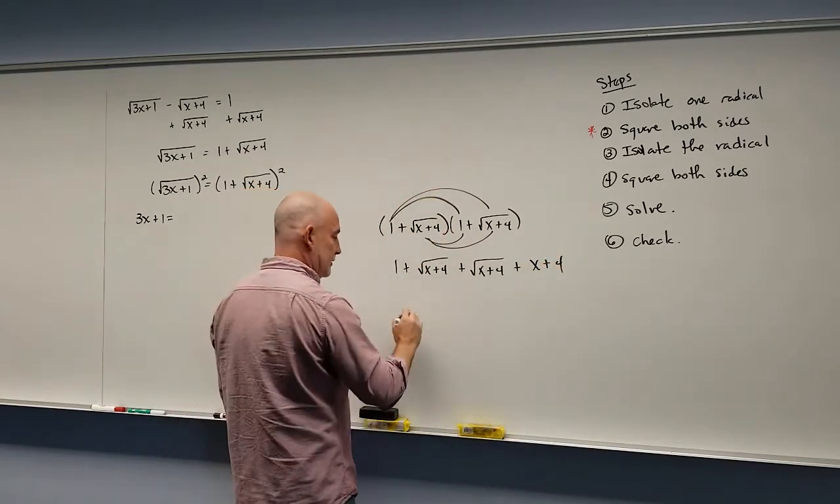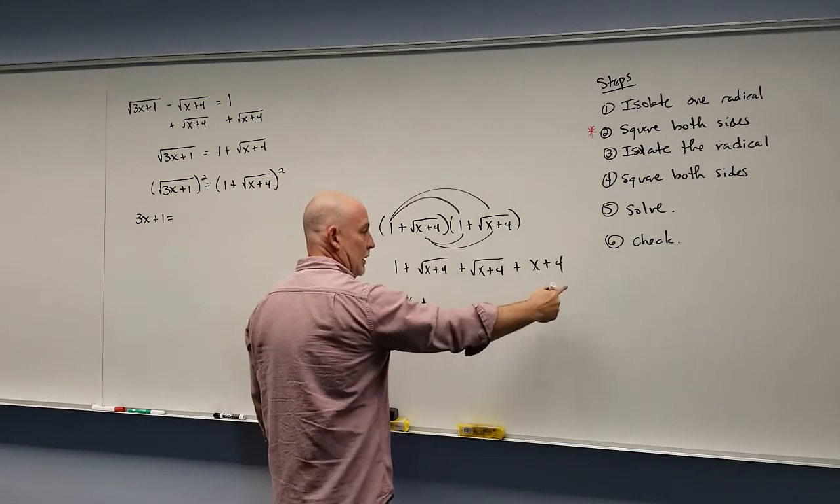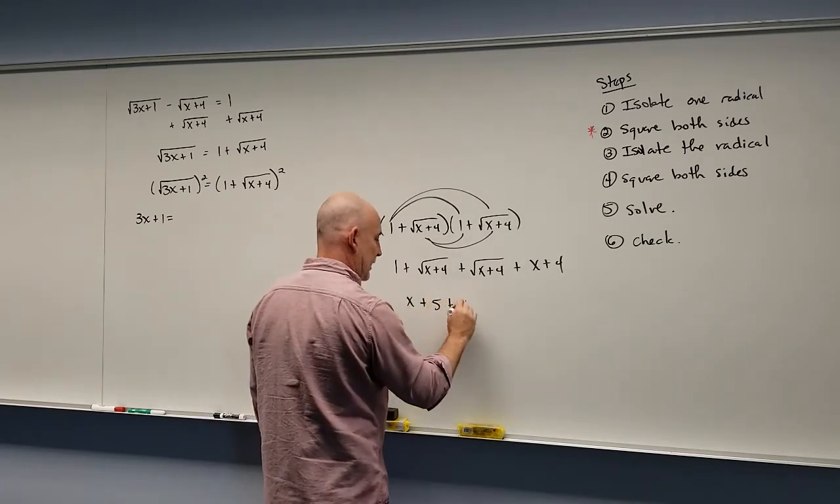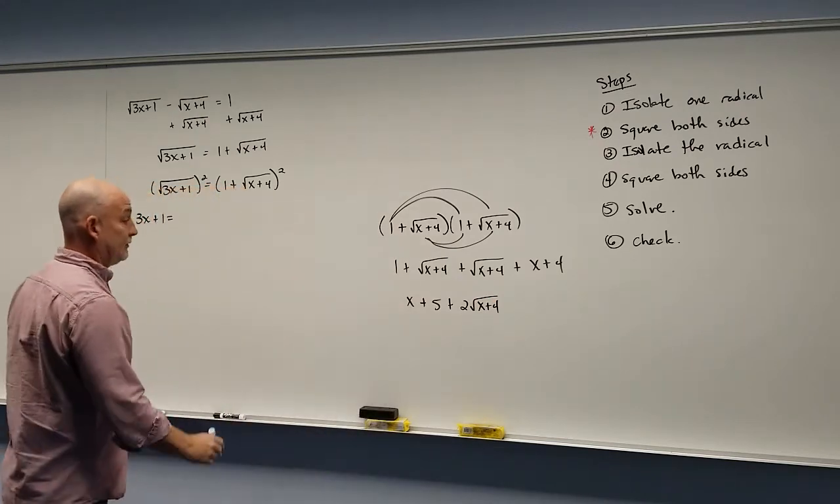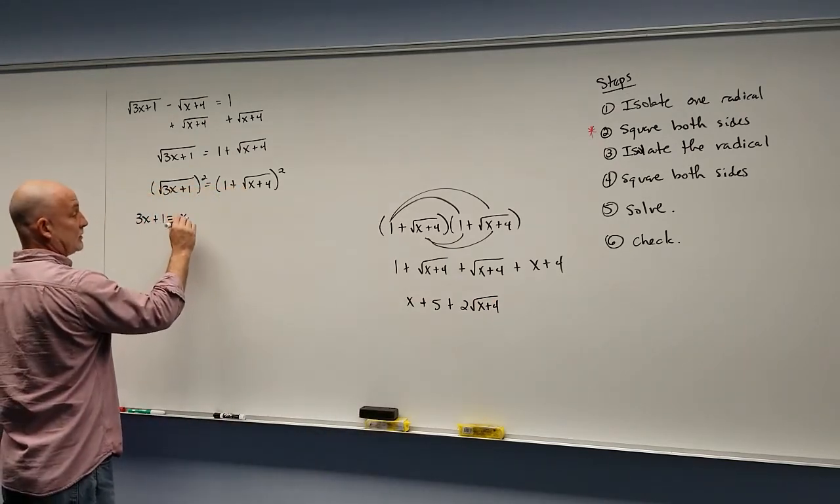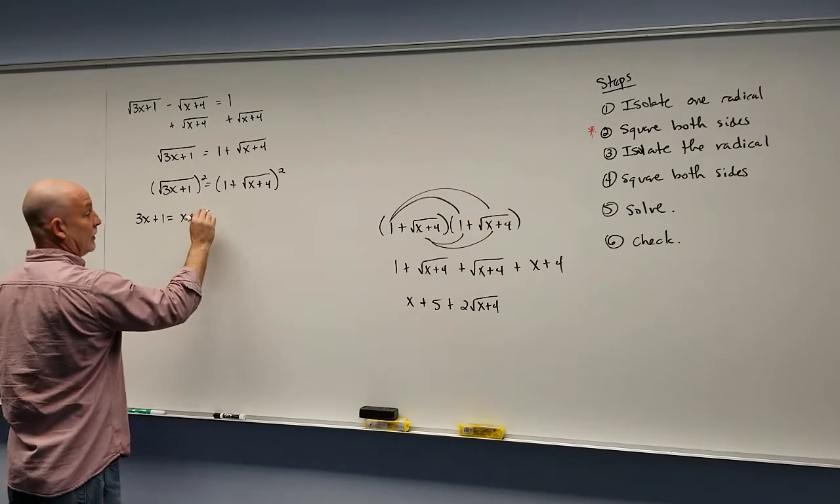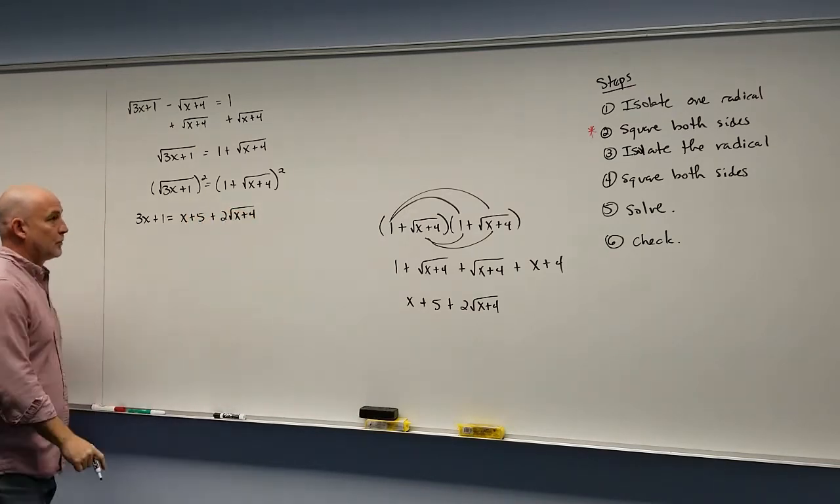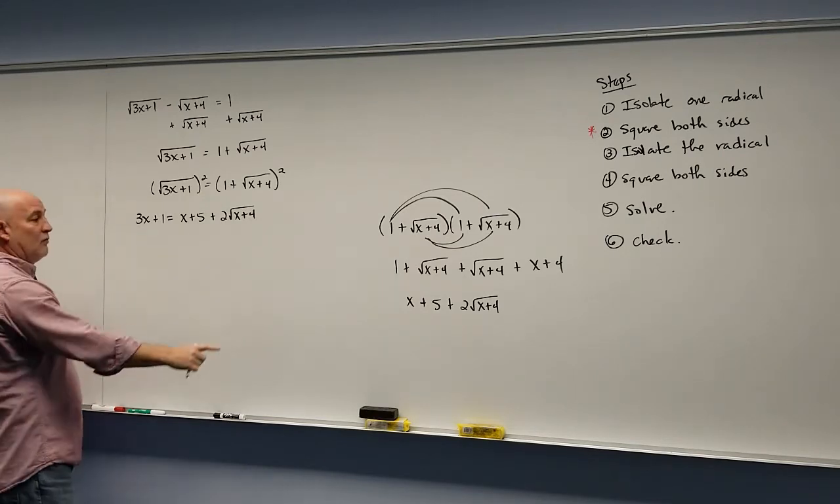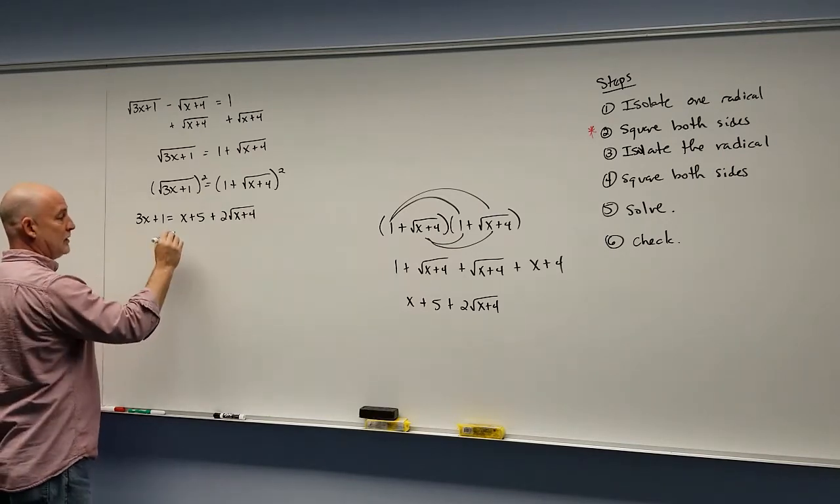So combining my like terms, I have an x plus a 1 and a 4 give me a 5, and I have 2 of those square roots. So that's what ends up on the left-hand side here. I have x plus 5 plus 2 square roots of x plus 4. Notice now we only have one radical, so now we need to isolate that.